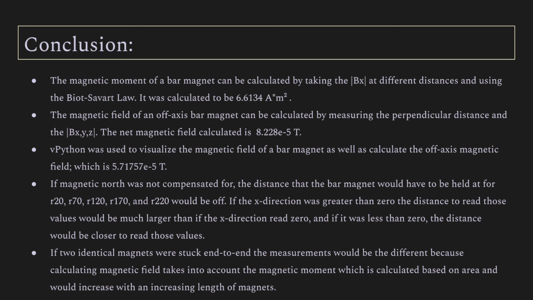If two identical magnets were stuck end to end, the measurements would be different, because calculating the magnetic field takes into account the magnetic moment, which is calculated based on area, and would increase with an increasing length of magnets.